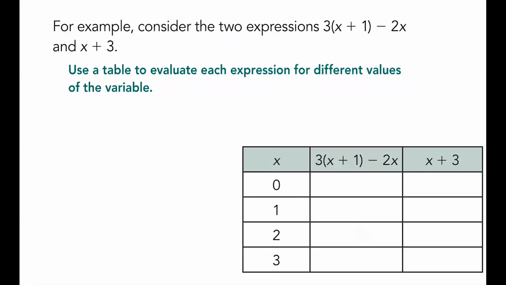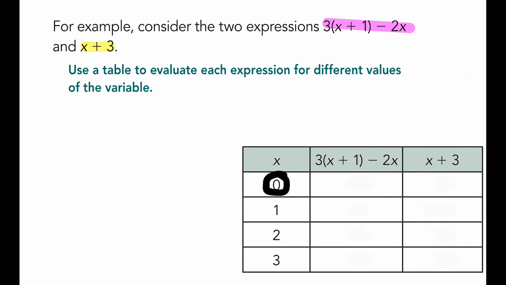So let's take a look at an example. We have two expressions, 3 times the quantity x plus 1 minus 2x, and x plus 3. We can use a table to evaluate each expression for different values of the variable. So, for example, let's take a look at the value 0. What we can do is substitute the value of 0 for x into each of the expressions.